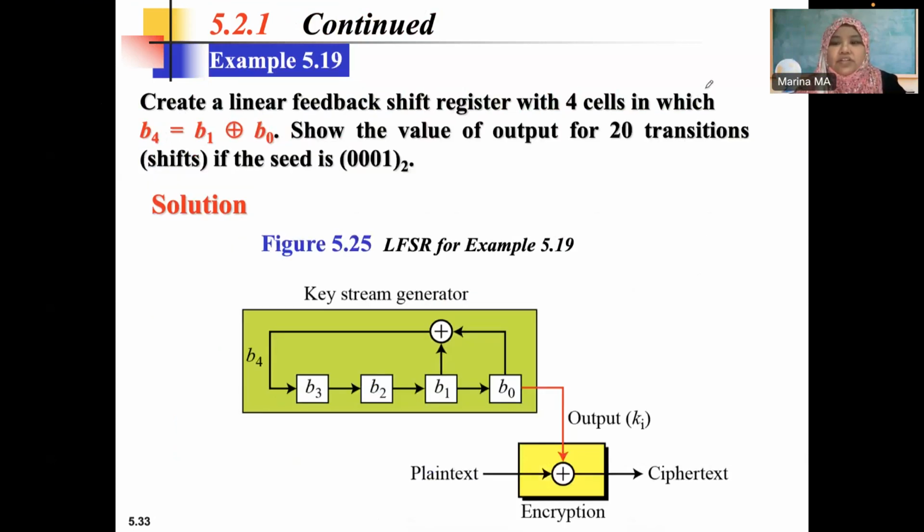Right? So here, another example. So B4, B1, B0. How many? We need 5 Bs, 0 to 4, but only 4 boxes, B0, B1, B2, B3. B4 is not in the box, yeah? And the arrow means B0 XOR B1. So B0 XOR B1, this is XOR, and then it becomes B4. And the rest is shifted: B3 shifts to B2, B2 shifts to B1, B1 shifts to B0, and then B0 becomes the key. Remember, we are creating a stream of key to be encrypted with the plain text to produce the ciphertext. Okay?